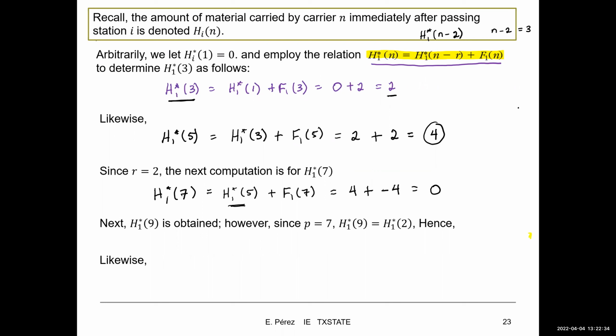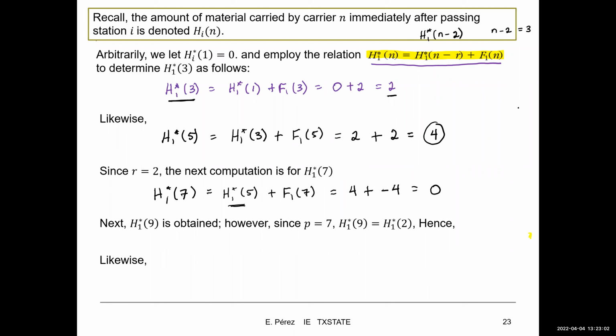So 7 is the size of the period, right? So P equals 7. So we need to add 2 now. Instead of going to 9, we're going to start from 0. So it's going to be 1 and 2. So we are now going to compute H1 star of 2. Since P equals 7, H1 star of 9 will be equal to H1 star of 2. And we are going to compute that.